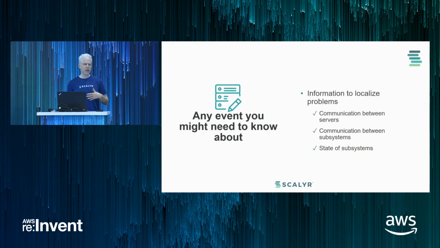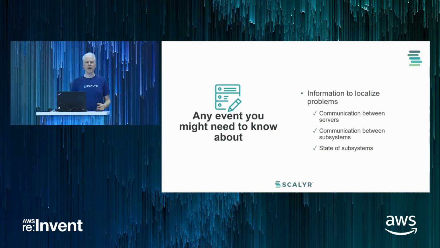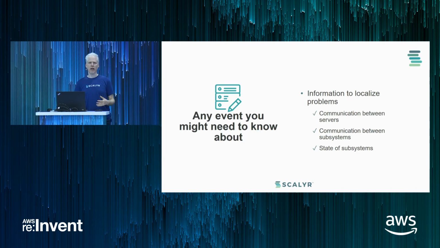So what's an event that you might need to know about? One large category of that is information that will help you localize or narrow down a problem. So if you're running a big, complicated system, a lot of services, a lot of problem solving or investigation is just localizing the problem. Is this in my web server? Is it in my database? Where in my complicated system is this problem originating?